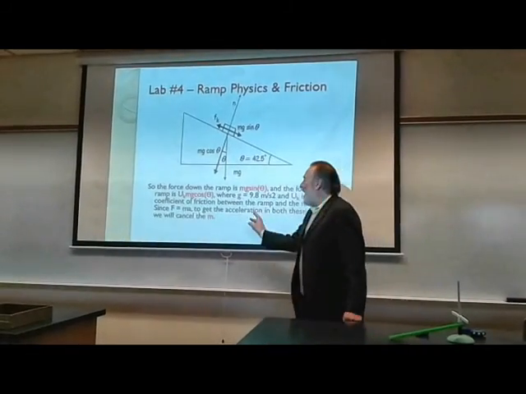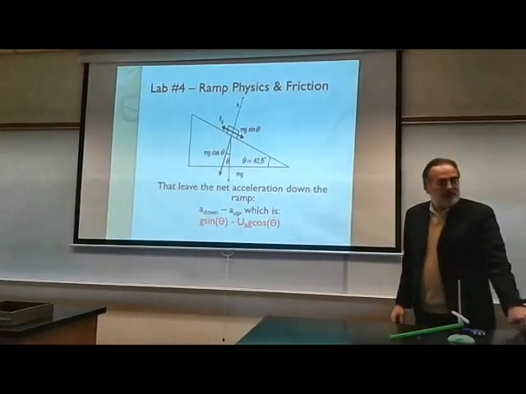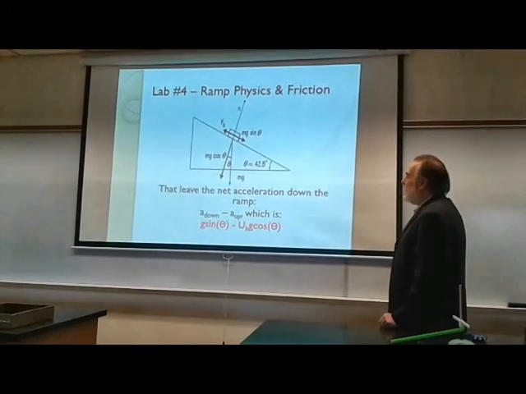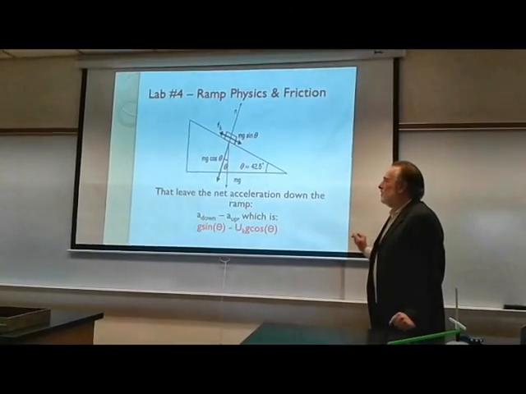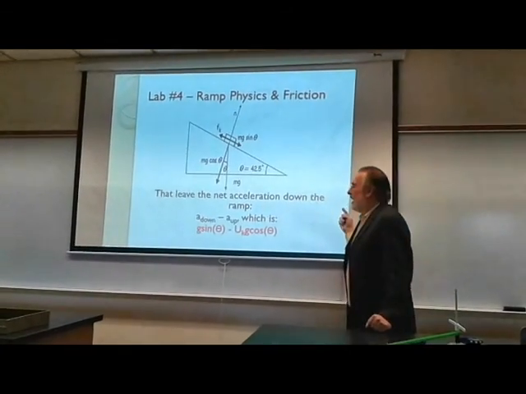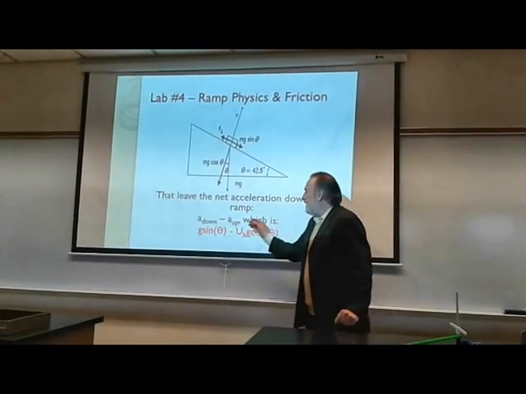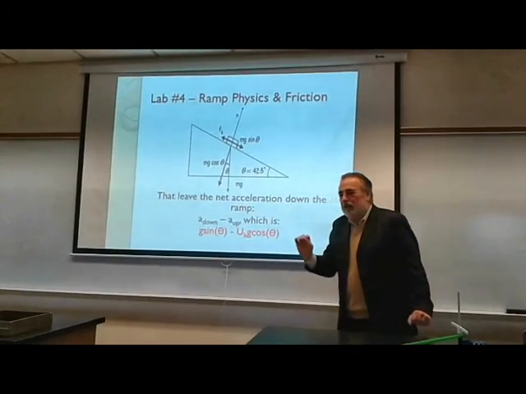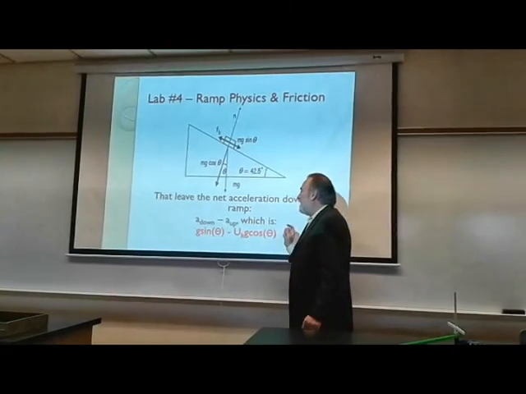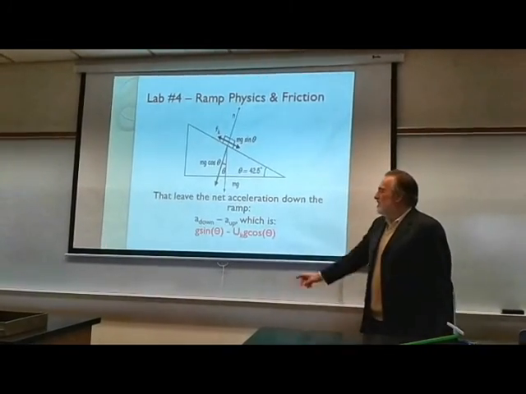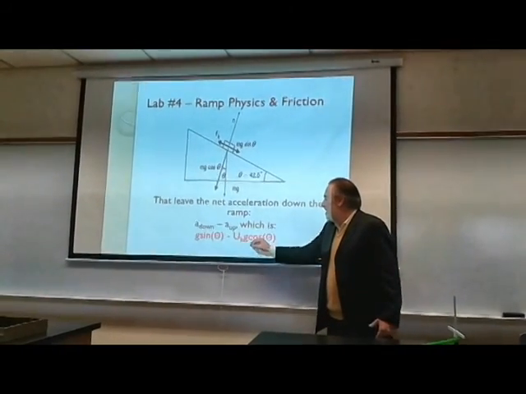Since F equals ma, we can cancel the m out of each of these. And that leaves us with the net acceleration down the ramp. So if there's an acceleration down this ramp, we subtract out the deceleration that is holding it back, the friction that is decelerating it, and that will give us the net acceleration, which is g times sine of the angle minus coefficient of friction times g times cosine of the angle.